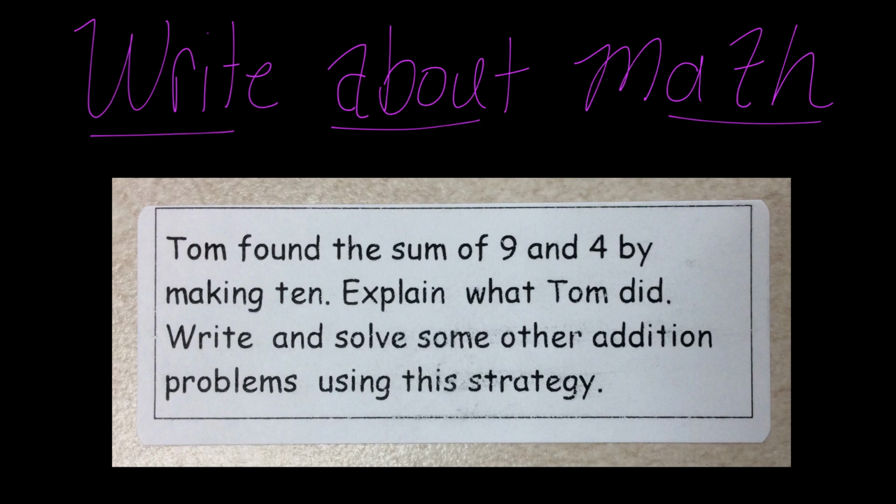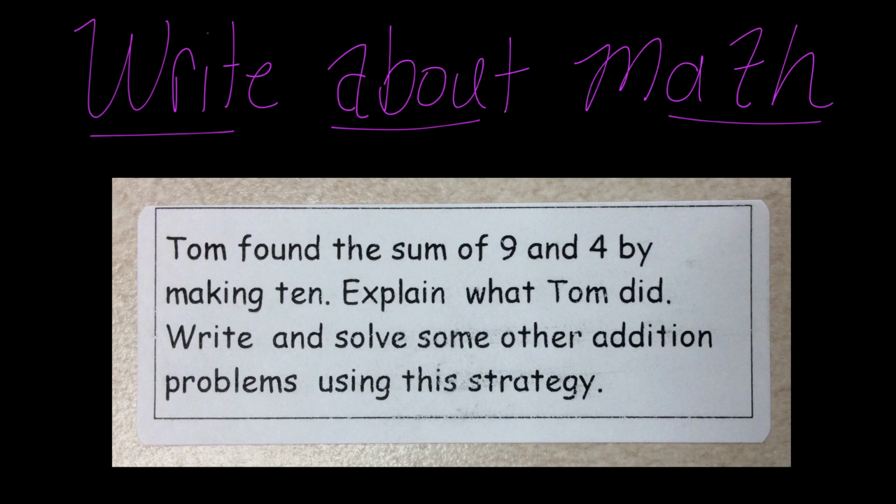All right, here's your Write About Math question for the day. It might be a little bit confusing, but hopefully if I explain it, it'll make more sense. It says this. Tom found the sum, or the answer of an addition problem, of 9 and 4, or 9 plus 4, by making 10. Explain what Tom did. Write and solve other addition problems using this strategy. So making 10 is probably going to be the confusing part here.